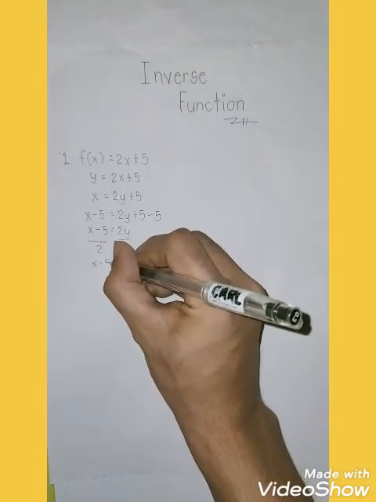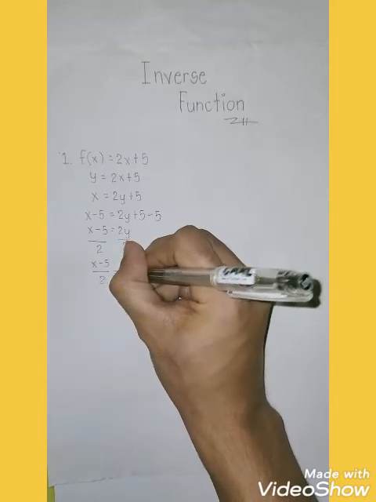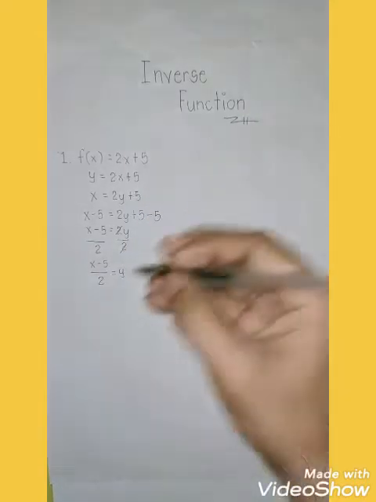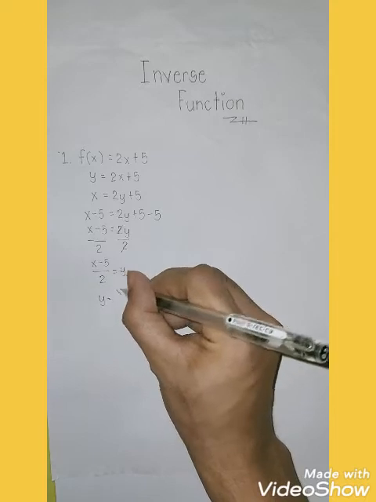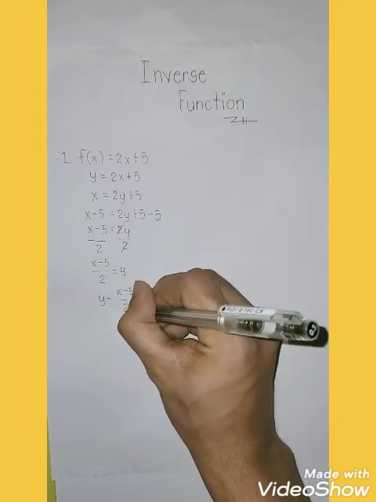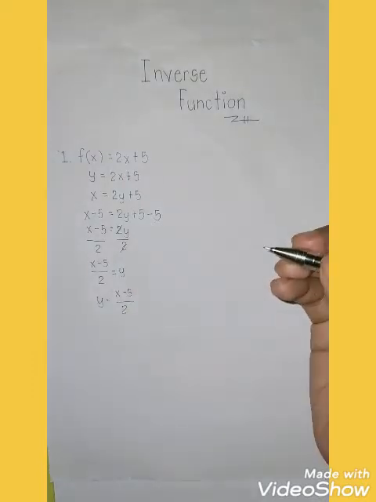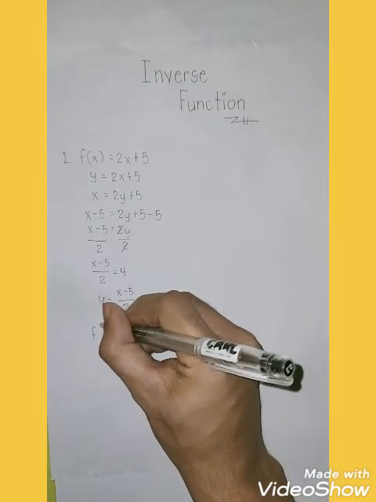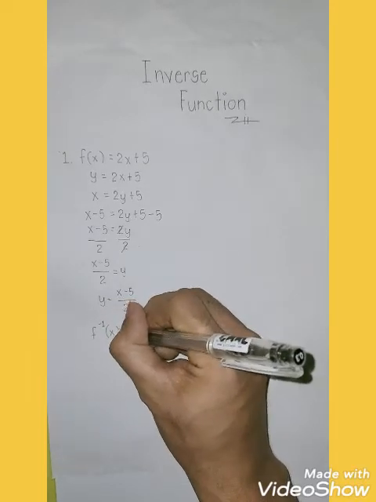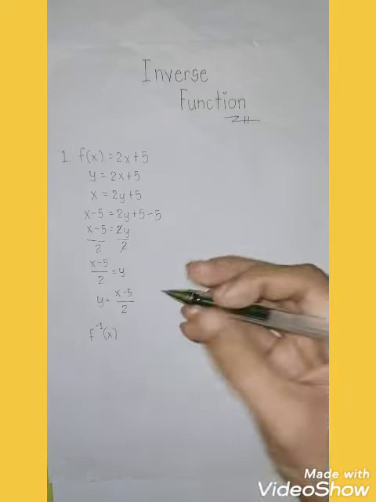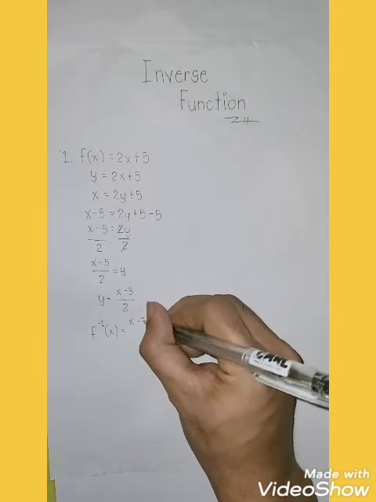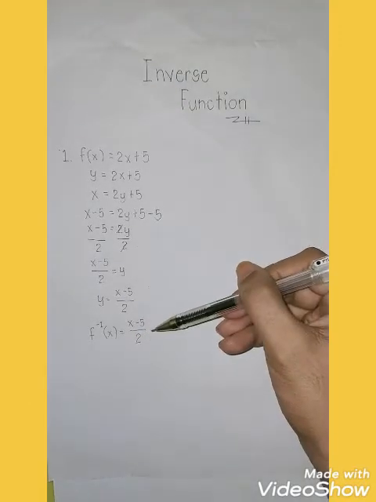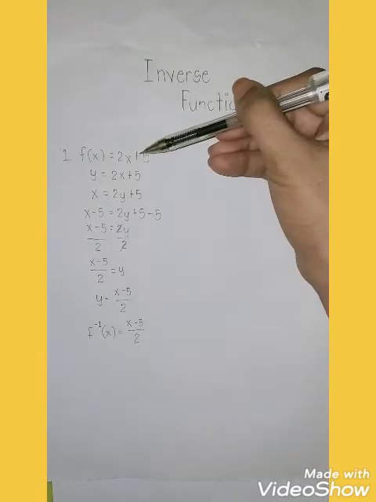So, x minus 5 over 2 equals, may 2 sa taas, may 2 sa baba, cancel. Ang matitira na lang ay y. So, ibig sabihin, ang new value ng y natin ay x minus 5 over 2. So, meaning to say, the inverse function is, paano ba ang symbol ng inverse function? Ito yon. f raised to negative 1 of x equals x minus 5 over 2. So, meaning to say, this is the inverse of the given function 2x plus 5.